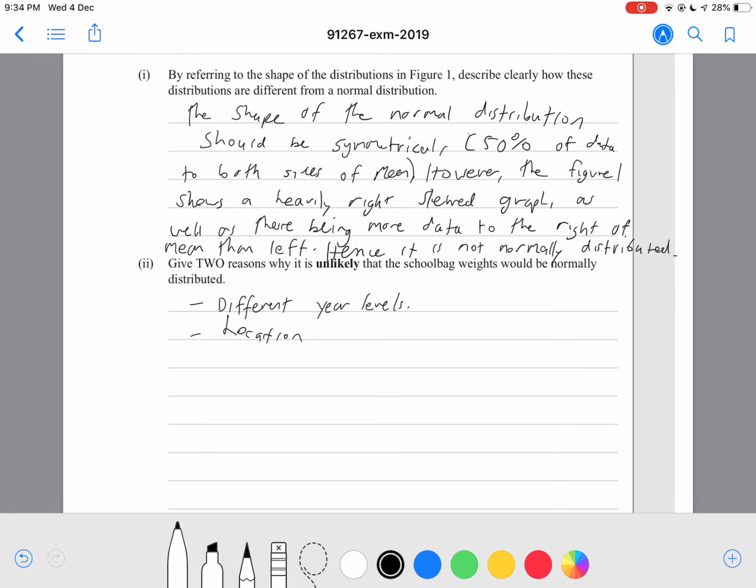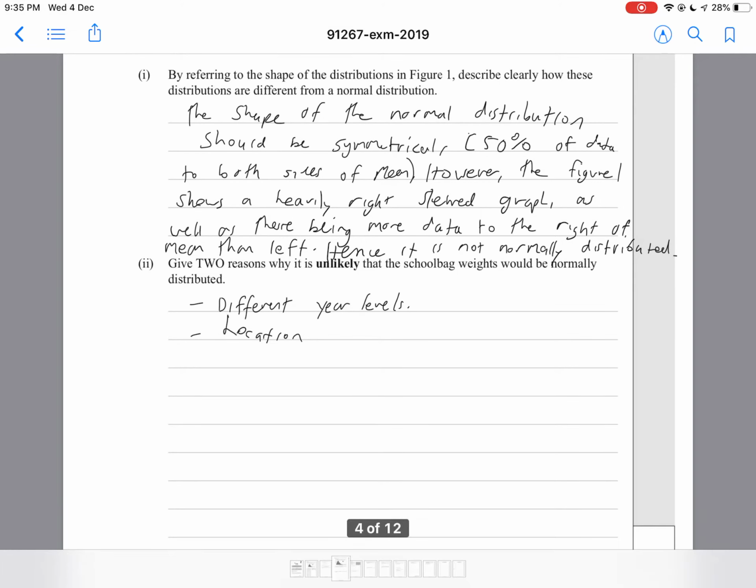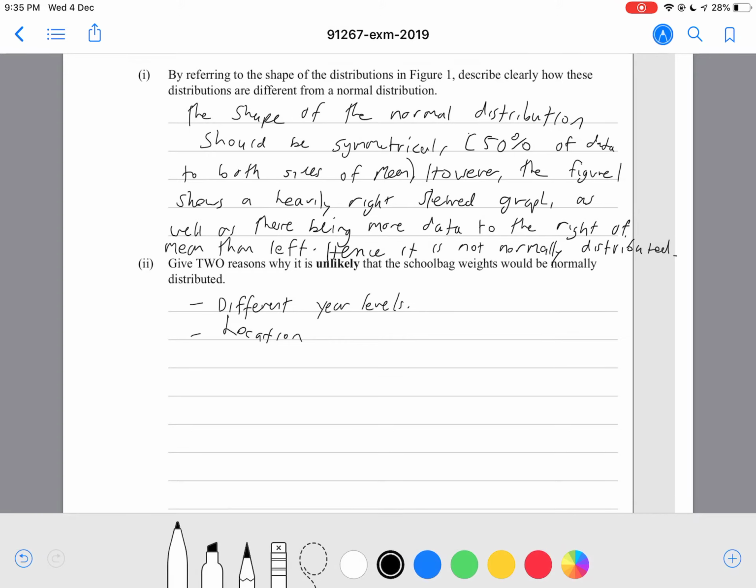What else can you talk about? You can talk about how unlikely it is that school bag weights would be normally distributed. So, what else can you talk about? Yeah, okay, you can talk about different year levels, location. You can talk about the school as well.